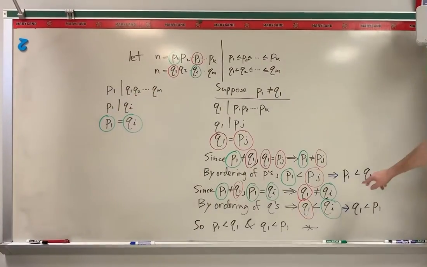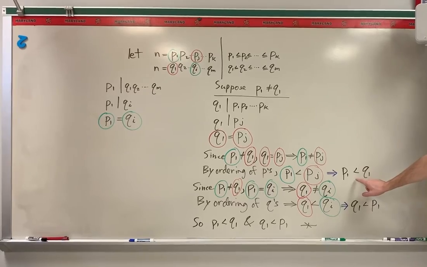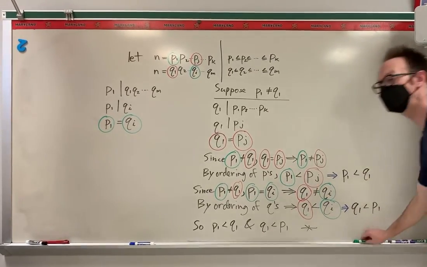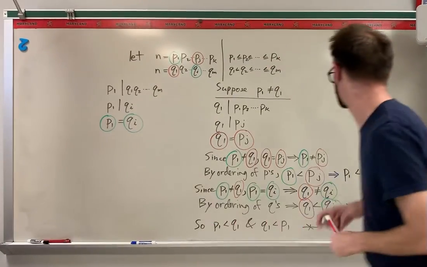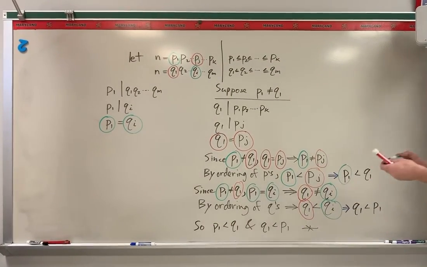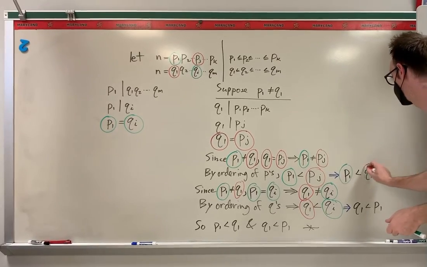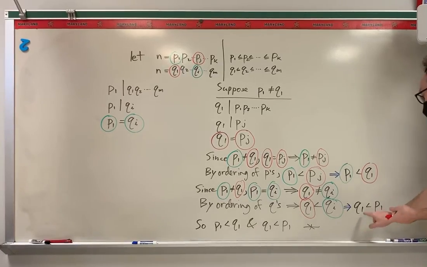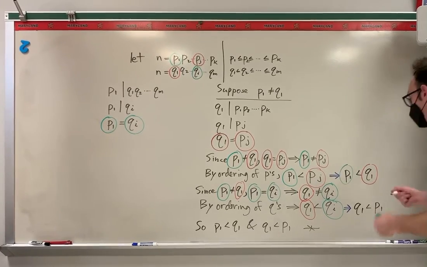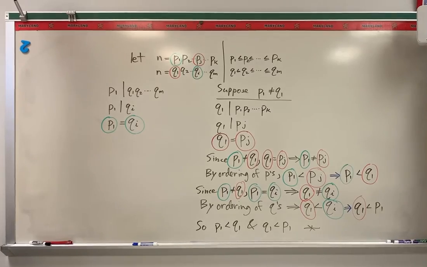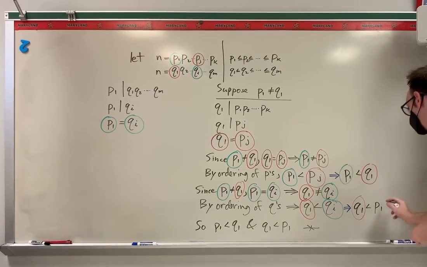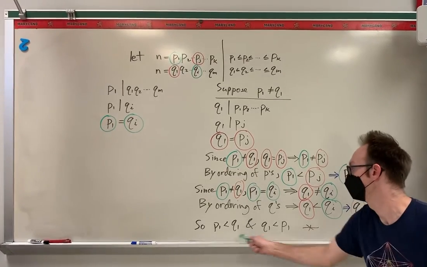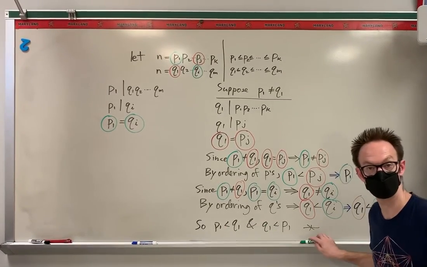If you want to see that one more time, we can do one more substitution. This p1, green, is less than q1 because q1 is just p sub j. But over here we get that q1, red, is less than this p1, which is green. So now we have a straight contradiction: p1 and q1 have opposite relationships.